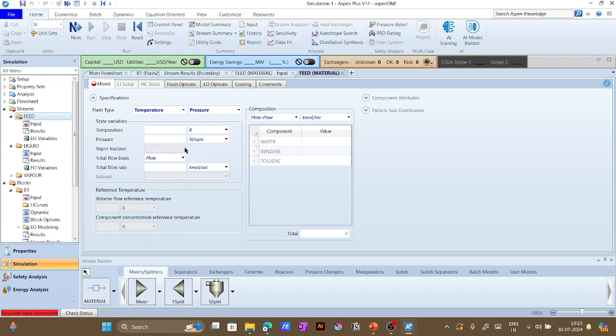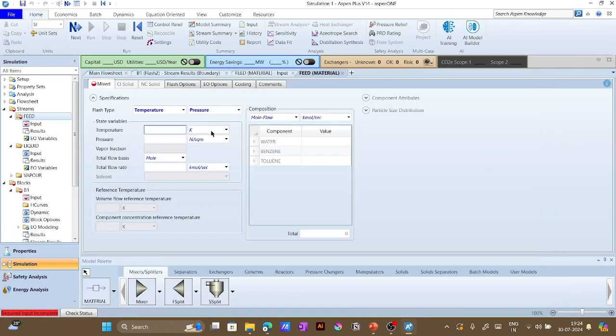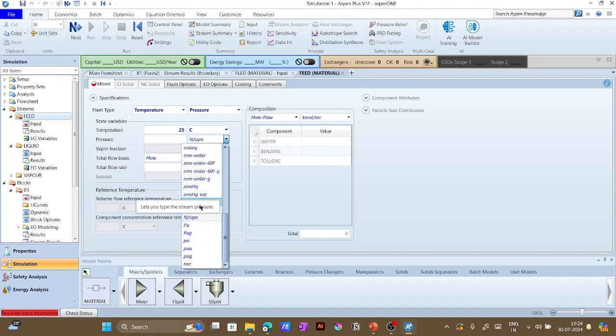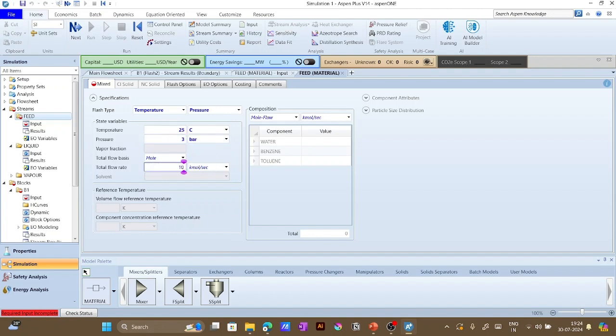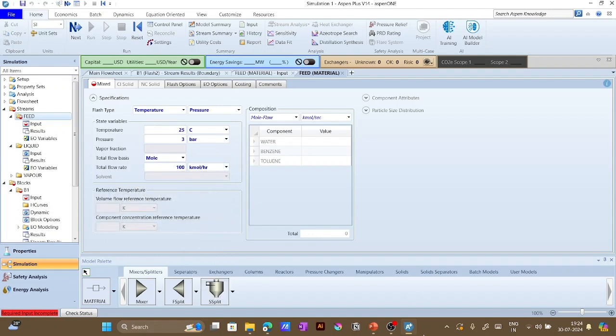The feed is coming at 25 degrees centigrade and 3 bar. So temperature I want to provide in degrees centigrade, 25, and pressure in bar, so let's say 3 bar. Molar flow rate I am giving 100 kilomole per hour. You can provide mass flow rate also, or volumetric flow rate, in case of a gaseous mixture. Right now we have molar flow rate.